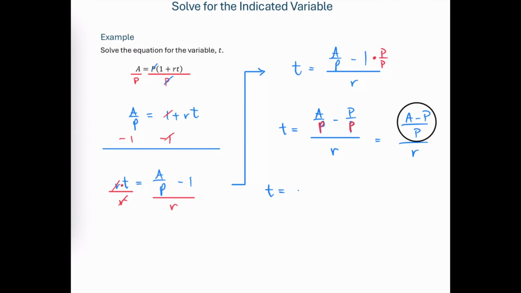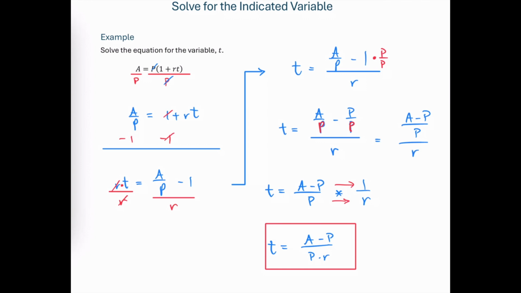We keep the numerator as it is, a minus p over p, and then we multiply by the reciprocal of the denominator. The denominator is just r, and its reciprocal is 1 over r. Now that we're multiplying fractions, we can just multiply straight across to get a minus p in the numerator and p times r in the denominator. We've completely solved for t, and we have a 2-story fraction on the other side, not a complex fraction, and so this is an acceptable solution for t.